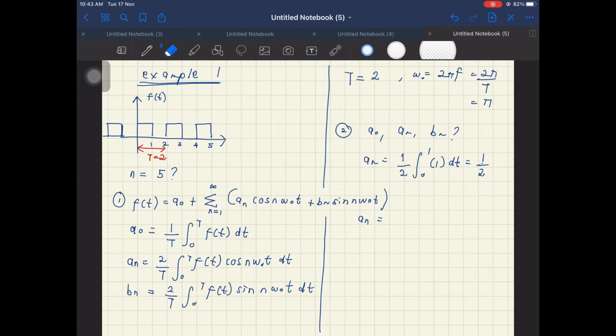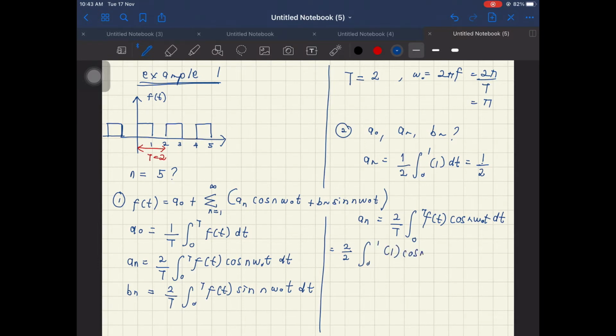So a naught, I'm sorry for the mistake, it is actually a naught equals to 1 over 2 integration from 0 to 1, and the amplitude is 1, dt. We will get a naught equal to 1 over 2. As for an, the equation is 2 over T integration from 0 to T f(t) cos n omega naught t dt. When you insert all the values, you will get the final answer of actually 0.